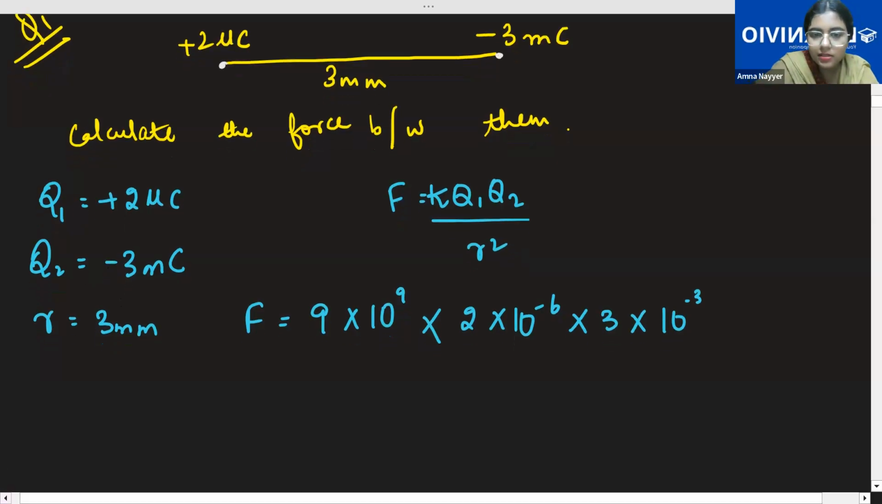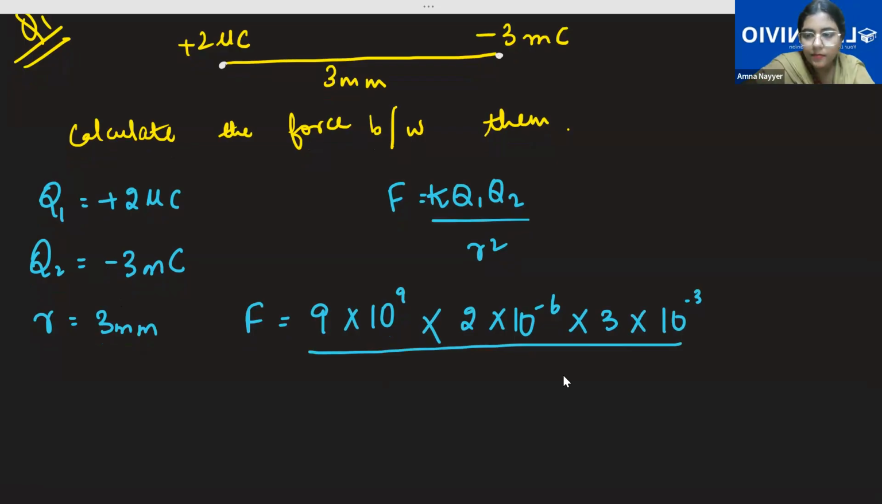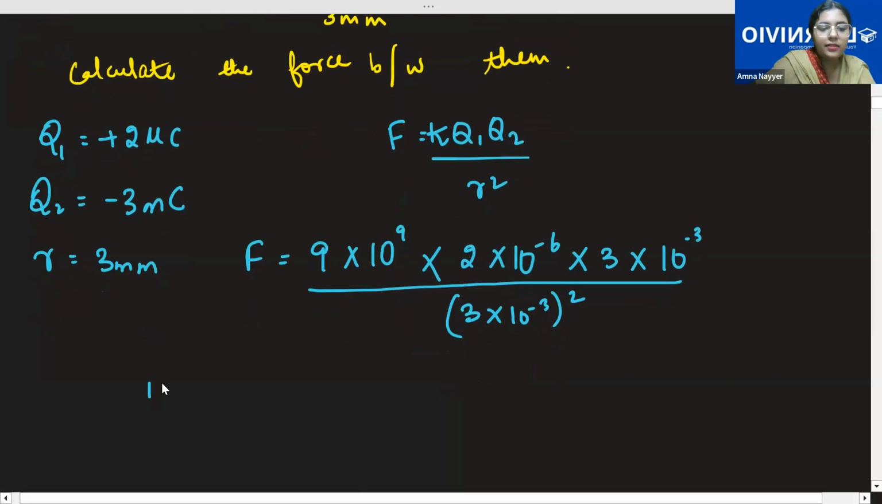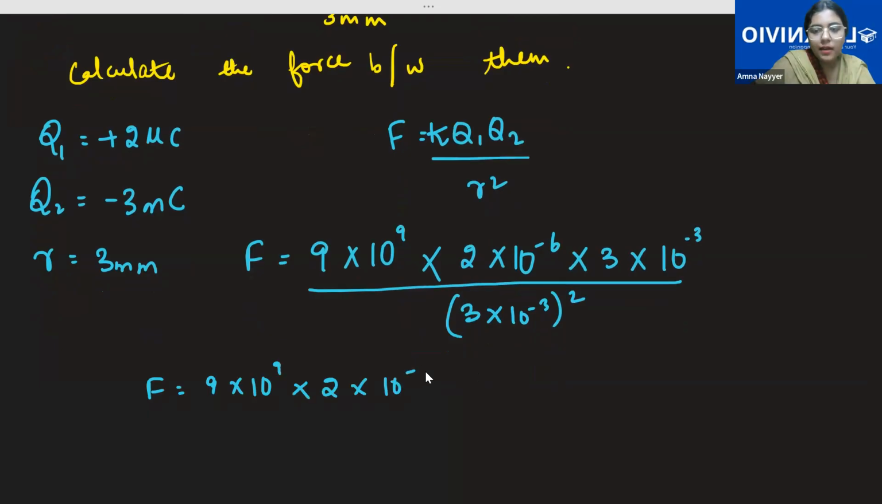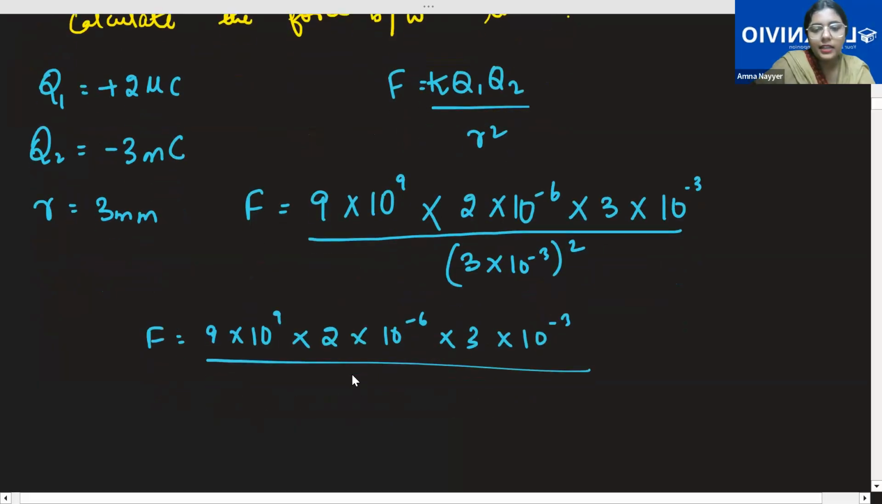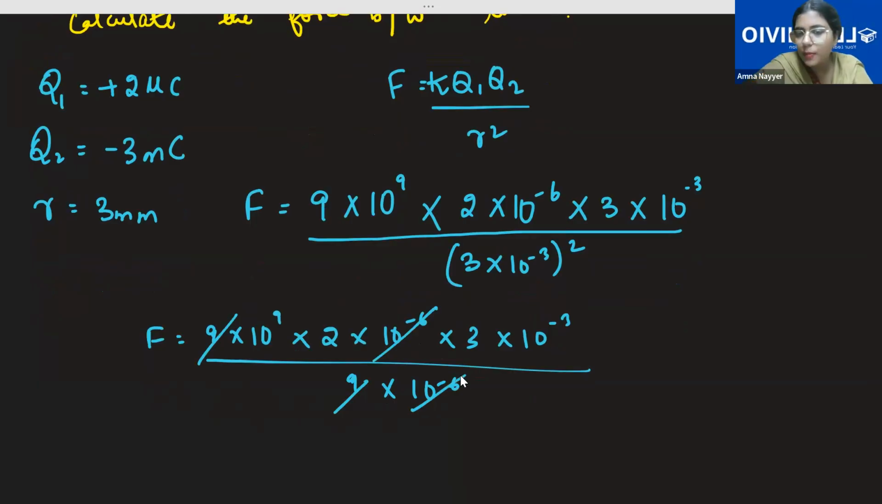Now, Oishi, can you just tell me the R value? What should I write in the denominator? 3 into 10 to the power minus 3, whole raised to 2. Correct. Perfect. See, when you write in the values, F is equal to 9 into 10 to the power 9 into 2 into 10 to the power minus 6 into 3 into 10 to the power minus 3, divided by 9 into 10 to the power minus 6. This 9 will be cancelled. This 10 to the power minus 6 will be cancelled. This makes it 6 into 10 to the power 0. This will be 6 Newton.